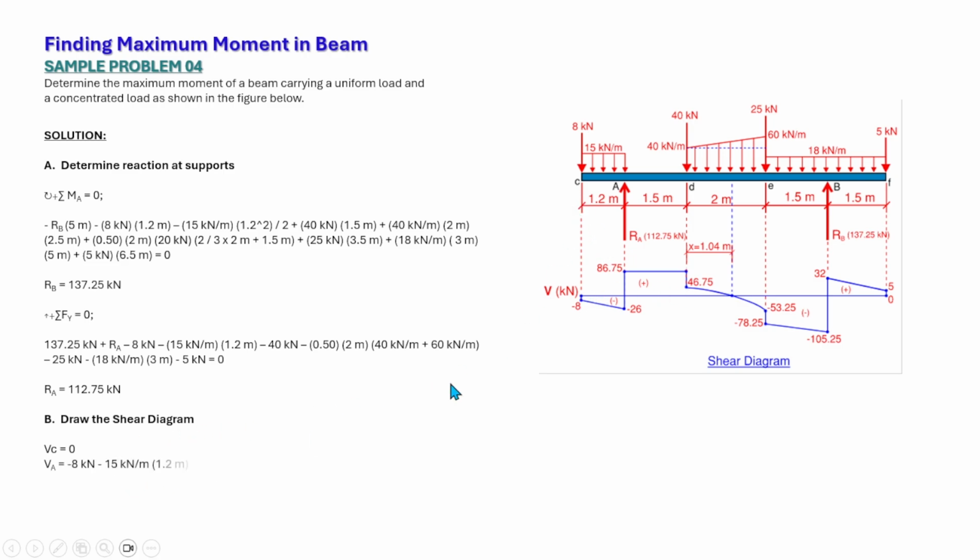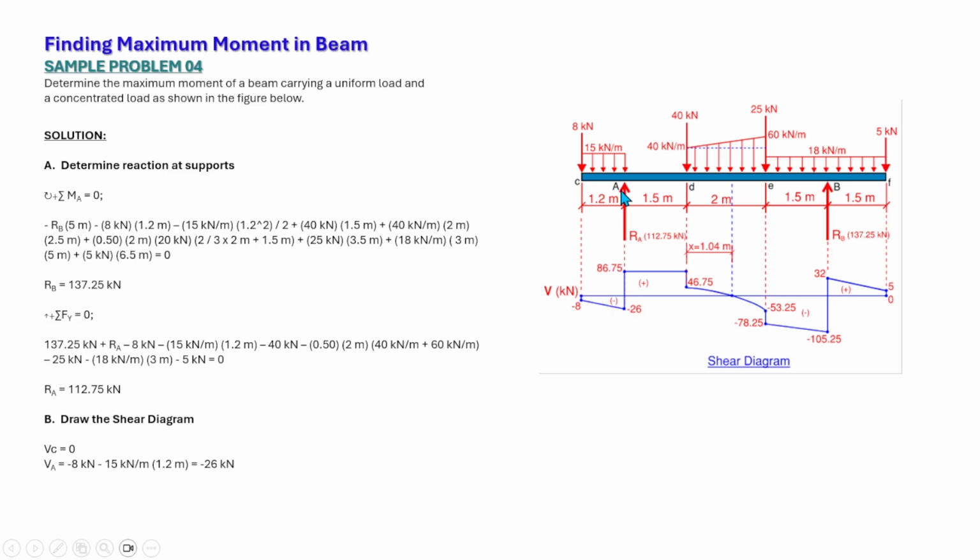So at point A, we have minus 8 minus the load between C and A, which is equal to 15 times 1.2. So the total is negative 26. So from negative 26, that is the shear at the cantilever end.